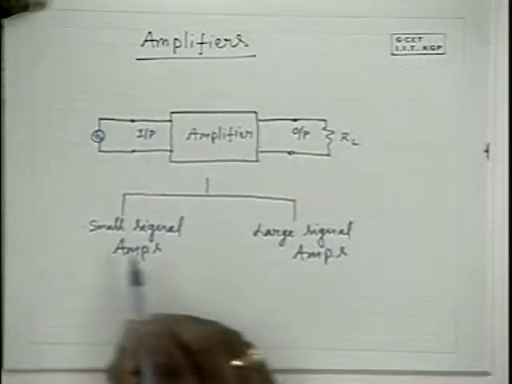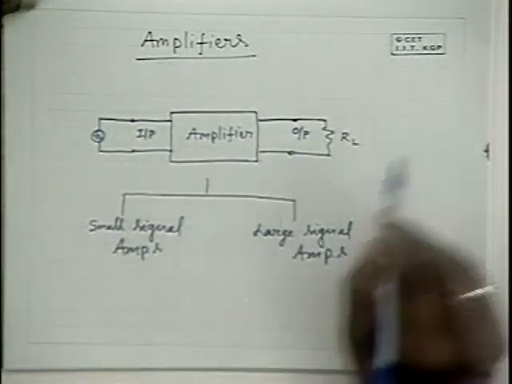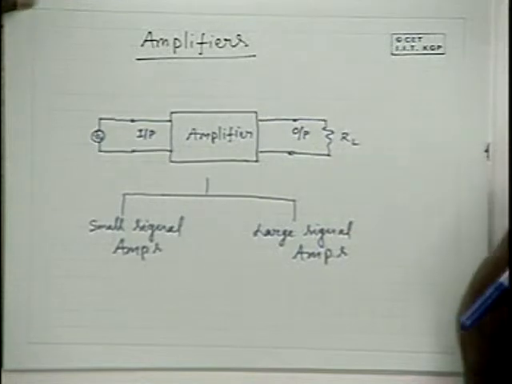As the name indicates, the small signal amplifiers are those amplifiers which take small signals as input, and the large signal amplifiers, on the other hand, take large signals as the input and give you further large signals at the output.